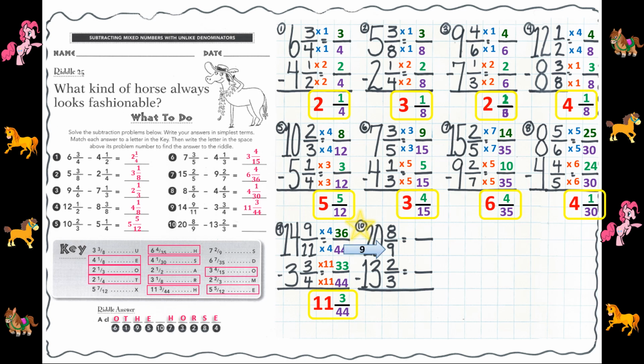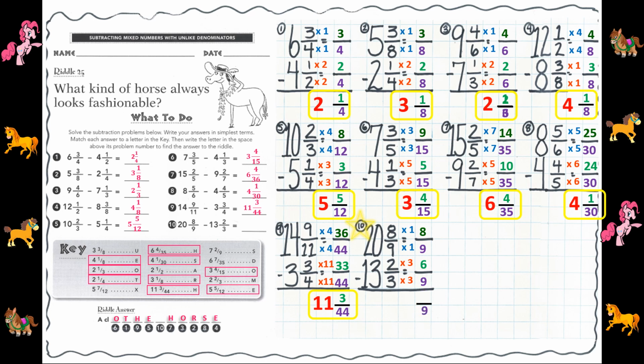9 is the larger denominator. It is a multiple of 3, so I can use it as my common denominator. 9 times 1 equals 9. 8 times 1 equals 8. 3 times 3 equals 9. 2 times 3 equals 6. I keep 9 as my common denominator.